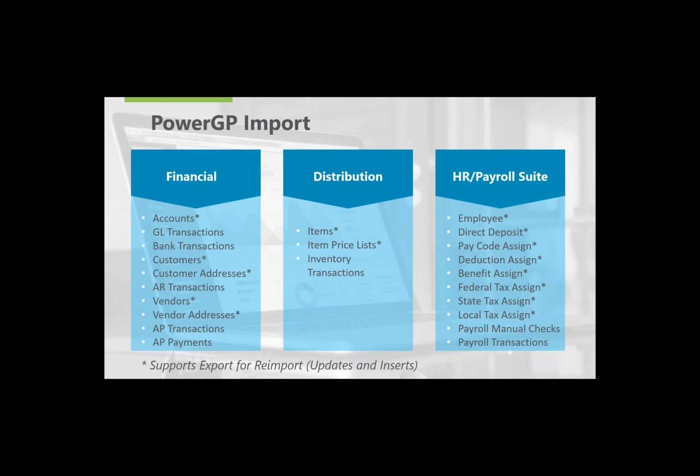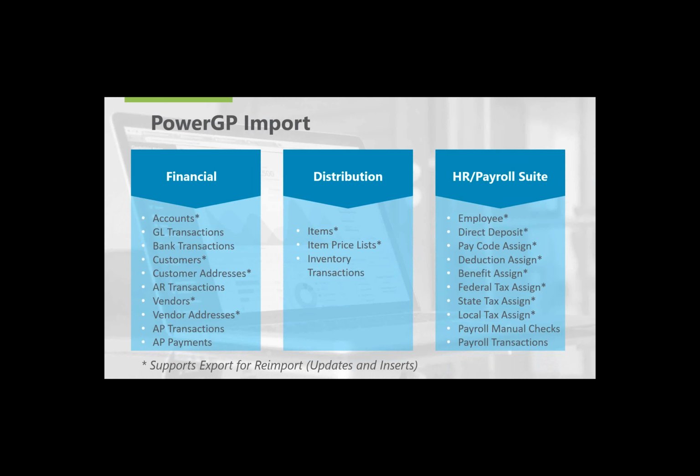Several examples around this: let's say you have a salesperson who leaves your company and you need to change all their accounts to a different salesperson. What you can do is take a smart list, export your customers, change the salesperson ID, and re-import them in, and it'll update the salesperson.